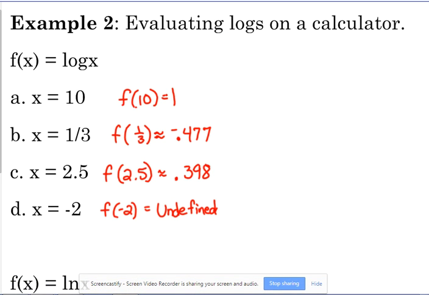Now we're getting ready to get to solving in a minute. That's not to say that we can't get a negative answer. We can get a negative answer, but you cannot just take the log of a negative number by itself.